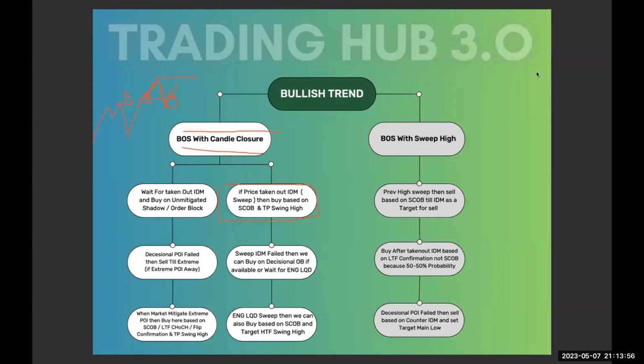So these are two possible scenarios here for the buy. If it sweeps the inducement, or if it closes, like mitigating your decisional PoI. So these are the two possible scenarios here. Okay. And the next possible scenario is here. Decisional PoI failed. For example, your decisional PoI failed, then how can you sell? Sorry, how can you buy. You can sell till extreme PoI mitigation and wait and buy like this.